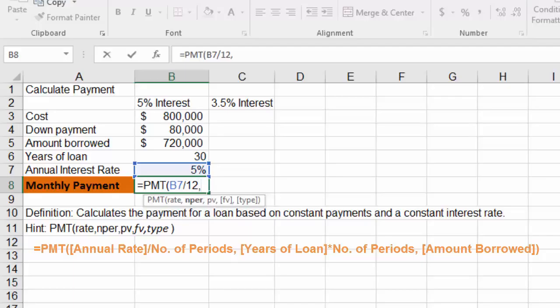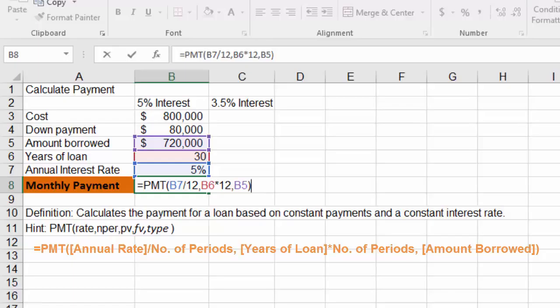Arguments in a function are separated by a comma, so I typed a comma. NPER is the number of periods. So we said we're taking this loan out for 30 years in B6 multiplied by 12 payments a year, comma, and the present value of the loan is $720,000. Now we're not going to determine the future value or type, so we'll close that parentheses. You can see that those are in square brackets, so you do not have to put them in or they're optional.